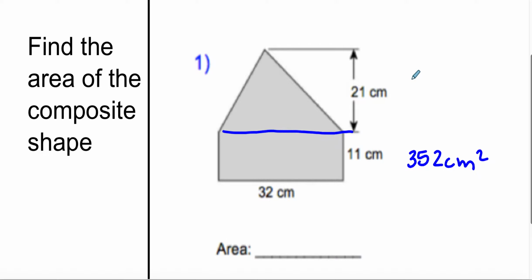And for this triangle up here, I would get 336 centimeters squared when I take half the base times the height. And since this is adding and not subtracting, I would add these two together and get 688 centimeters squared. Again, if you got that one, give yourself a nice pat on the back.